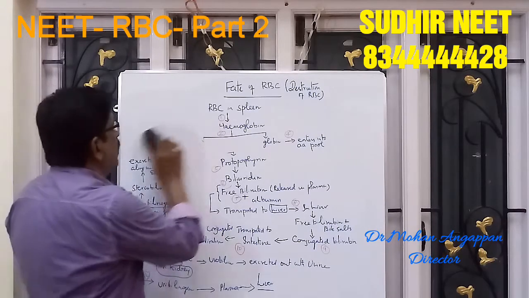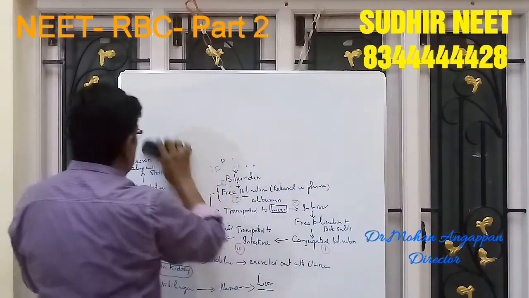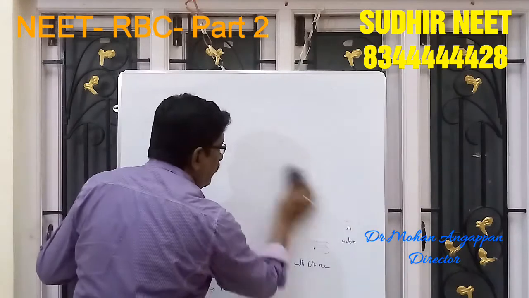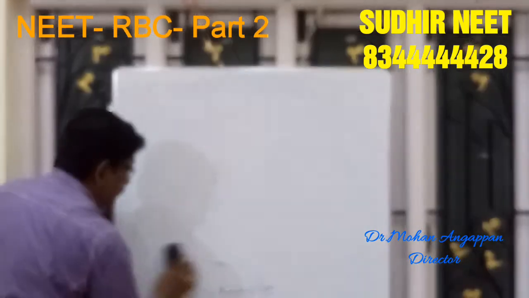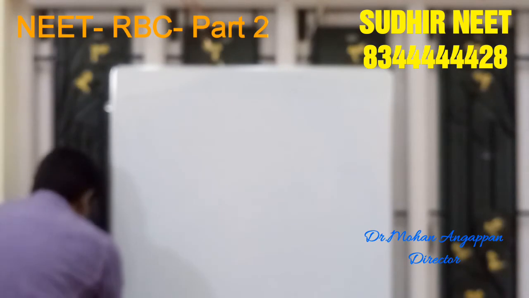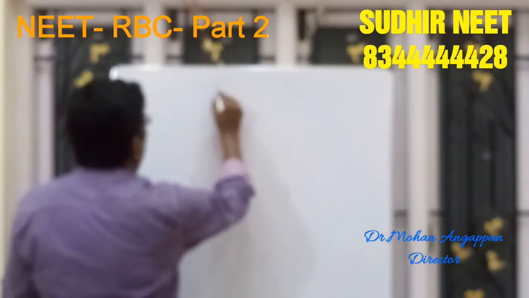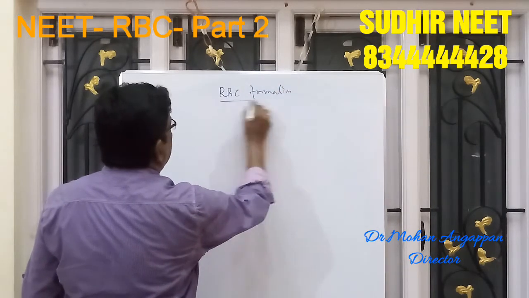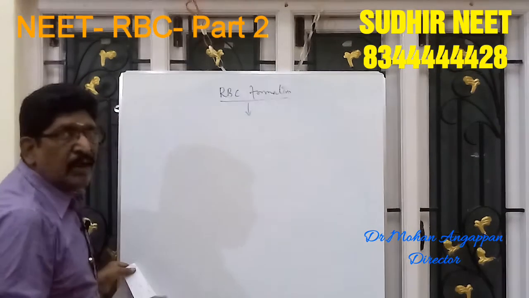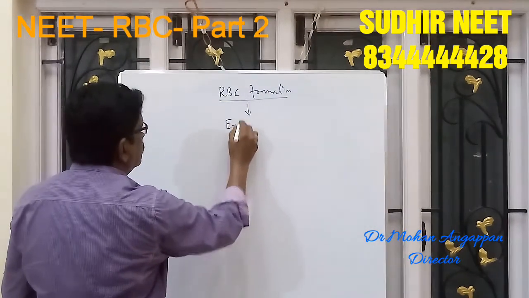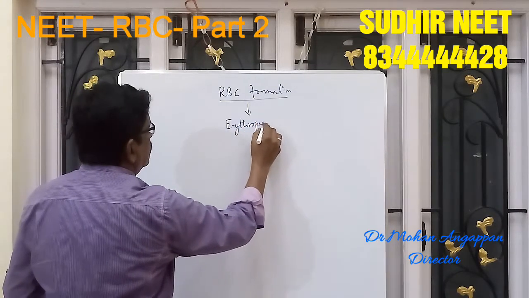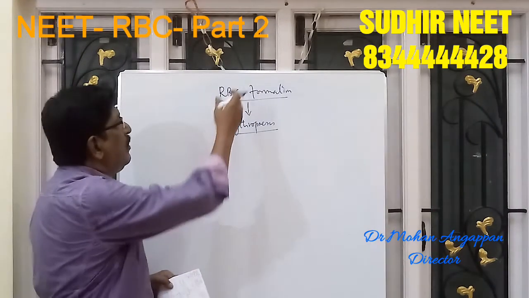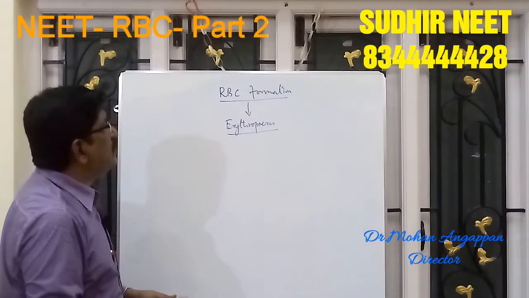Now, let us come to another important stage in RBC, the formation of RBC. The process of RBC formation is called erythropoiesis. The process of formation and maturation of RBC is called erythropoiesis.